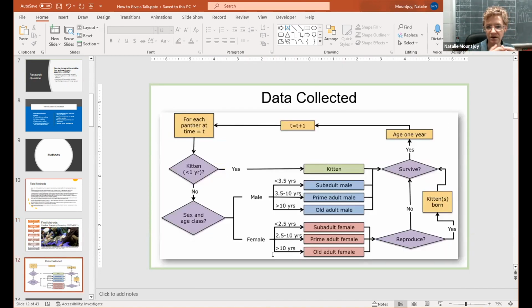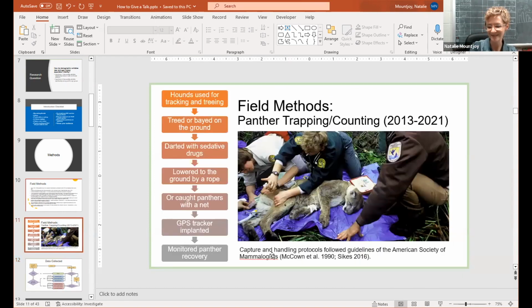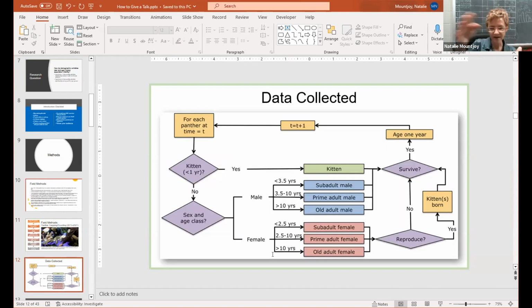Flow charts are also another great way to show what you've done and what data were collected. This is, again, one from a Florida Panther project, and it shows the data that were collected for each of the Panthers that were tagged using this method, right? So for each one, you can go through this, and what you would do as the speaker in this case is talk them through that diagram.